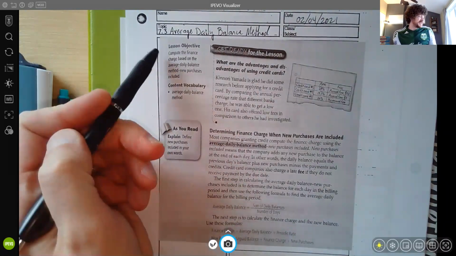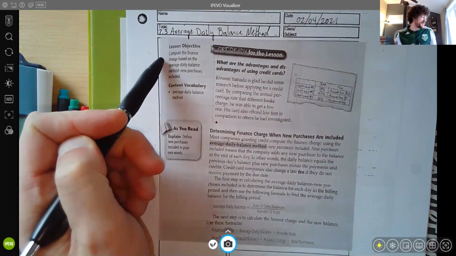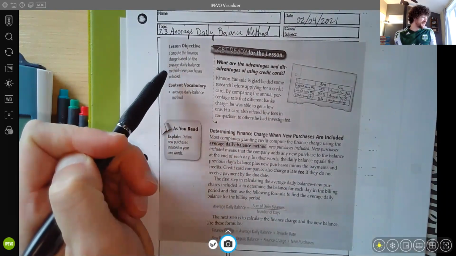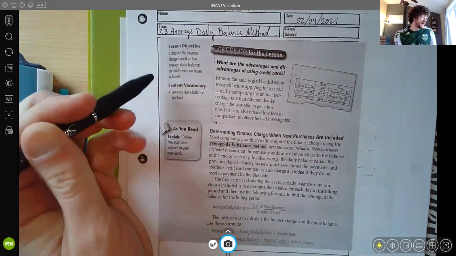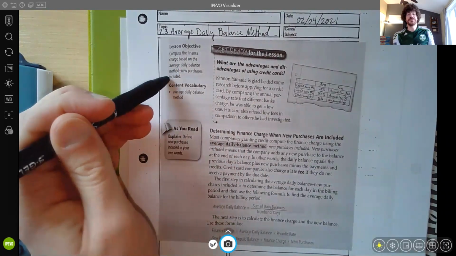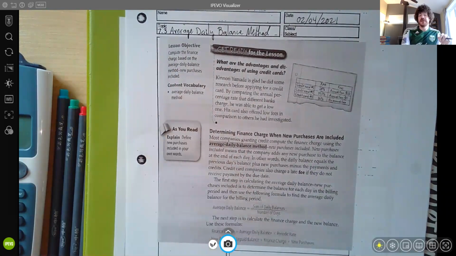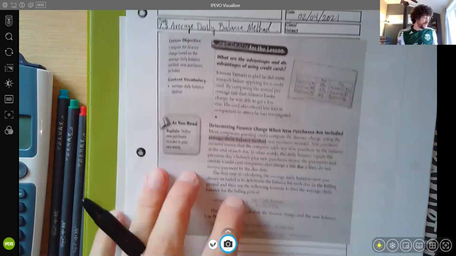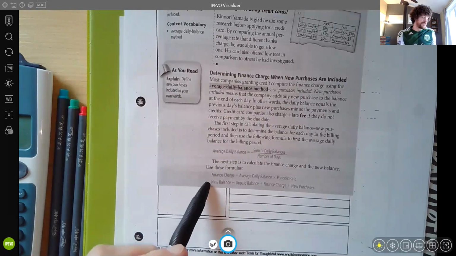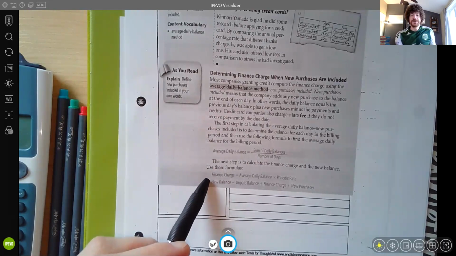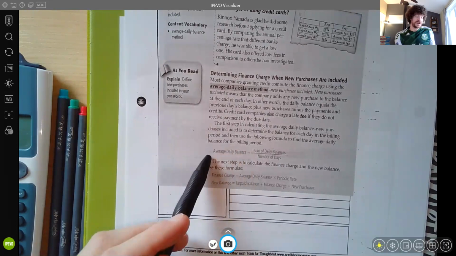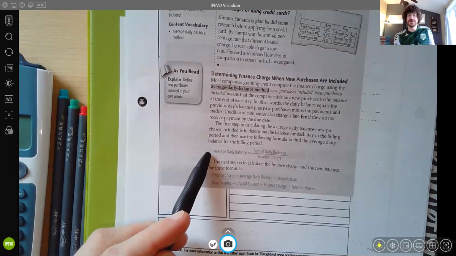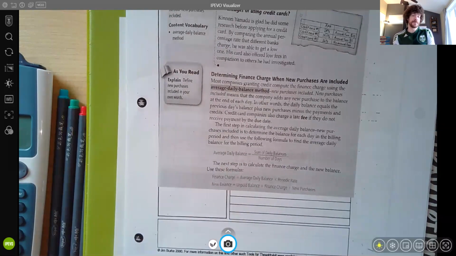So the objective here, as you can see, is to compute the finance charge, the amount of interest owed, on the average daily balance method with new purchases included. We're going to use a couple of the formulas that we learned in 7.2, which are right down here. We took a look at those a couple days ago. The different formula that we're going to use today is right here, because we used the unpaid balance method the other day. We're going to be using the average daily balance method today.